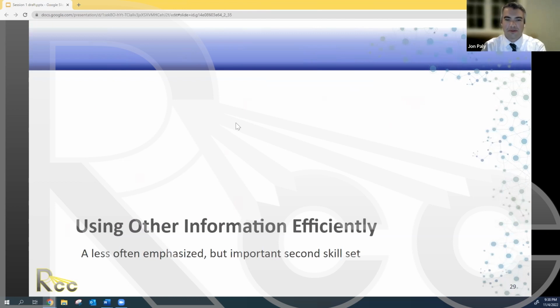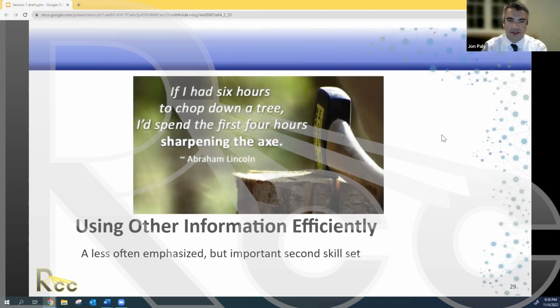All right, so the next topic is going to be using other information efficiently. And this really brought to mind a favorite quote of mine, from an American president, Abraham Lincoln, which I think runs true here as in many places: if you had 6 hours to chop down a tree, I would spend the first 4 hours sharpening the axe, meaning the most important thing is gathering the data, setting yourself up with the right information for success.